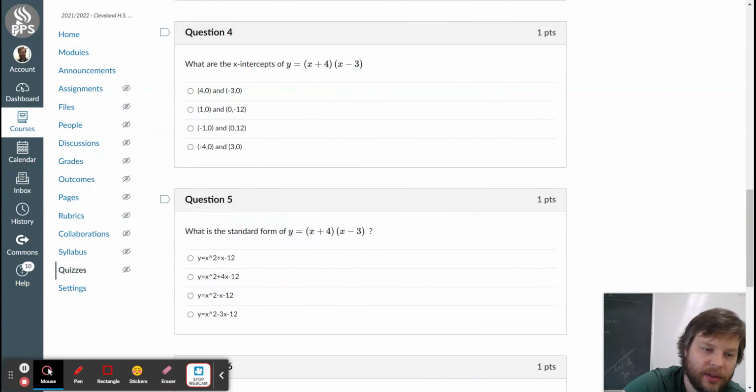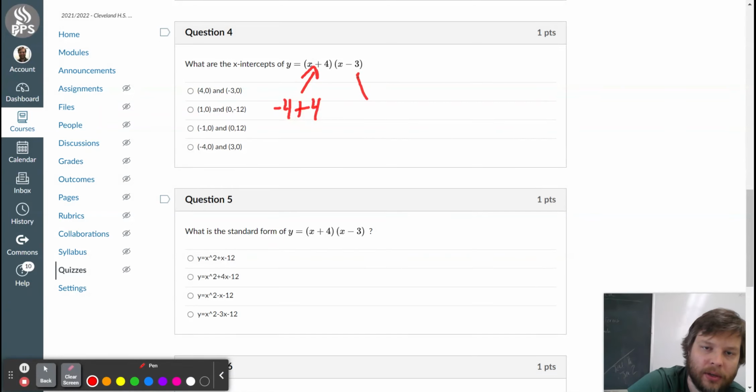Question 4, they gave it to us in factored form. So I want to think about what number makes this 0, negative 4 plus 4. And what number makes this 0, 3 minus 3, leaving me with those x-intercepts. Standard form you get by distributing it out, or you can think of it as FOIL. Some people like the FOIL.